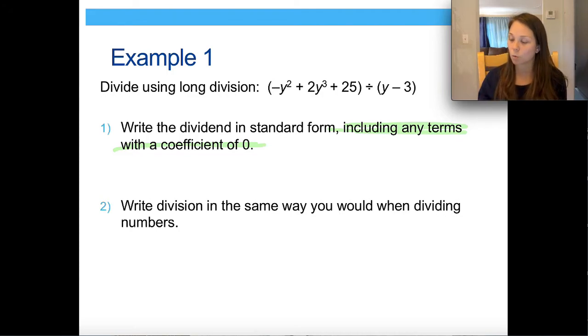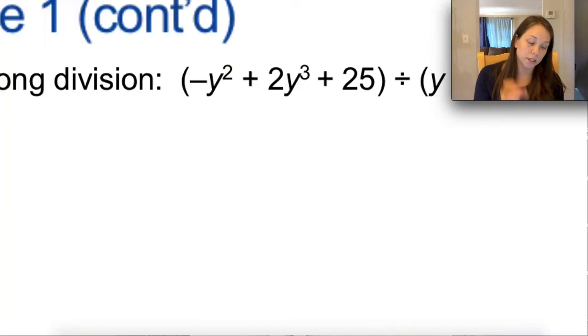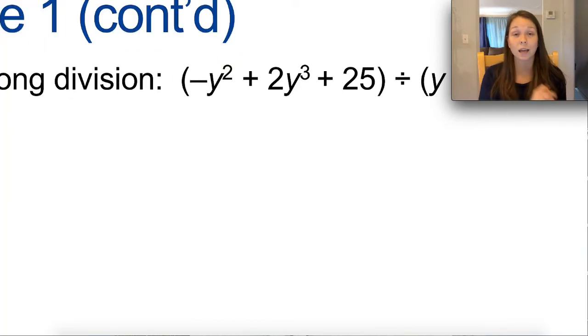So let's walk through example 1 together, which is going to be on the next slide to give us some space. So starting off, you'll notice that in example 1, we have negative y squared plus 2y cubed plus 25. This is our dividend. We need to write this in standard form and then insert a 0 for any of our missing terms we might be having.